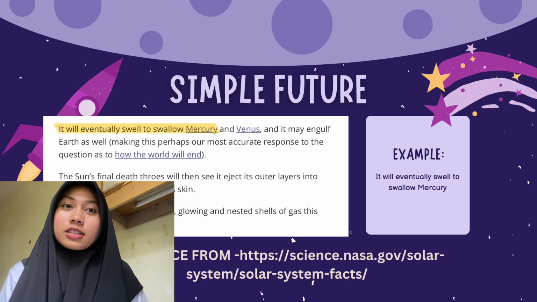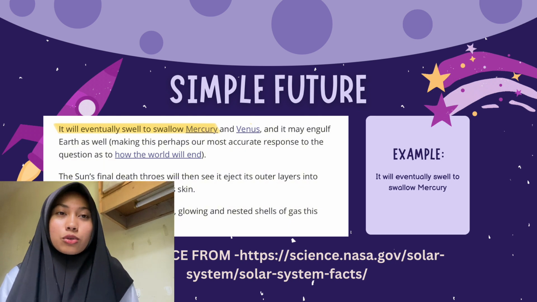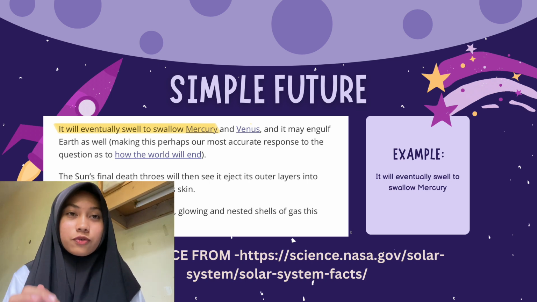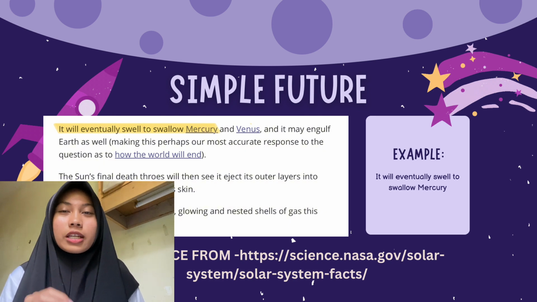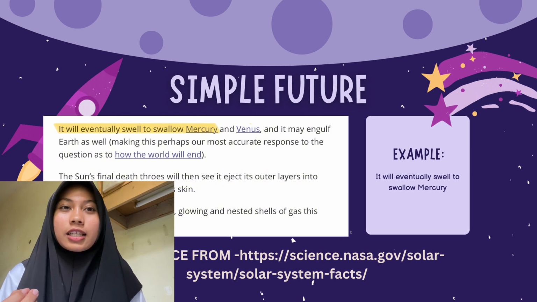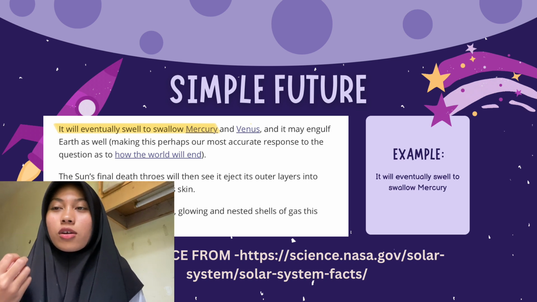So why is the sentence simple future tense? I will explain that to you. As we know, the formula for simple future is subject plus will plus verb plus object. So let's find which in this sentence is the subject, the verb, and the object. The subject in this sentence is it. The word it refers to the sun. The object in this sentence is to swallow Mercury.